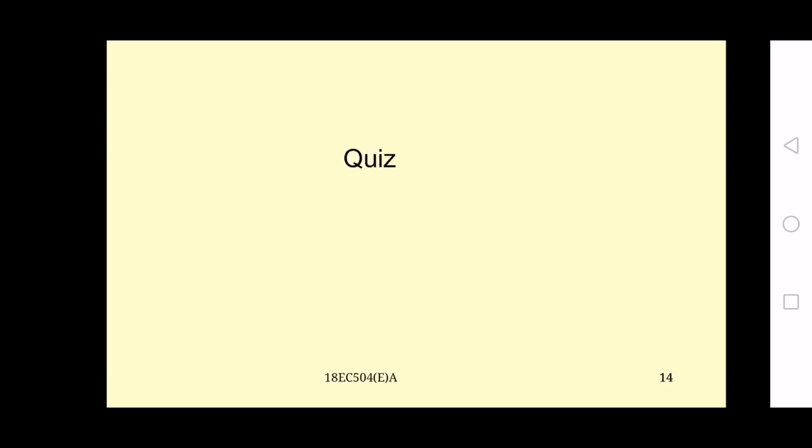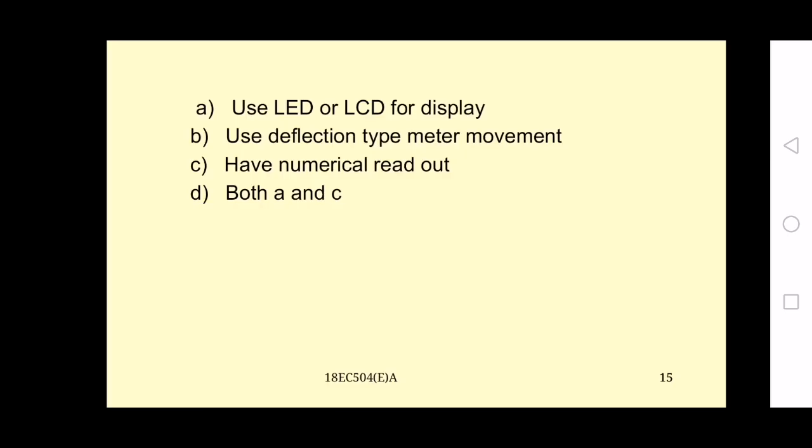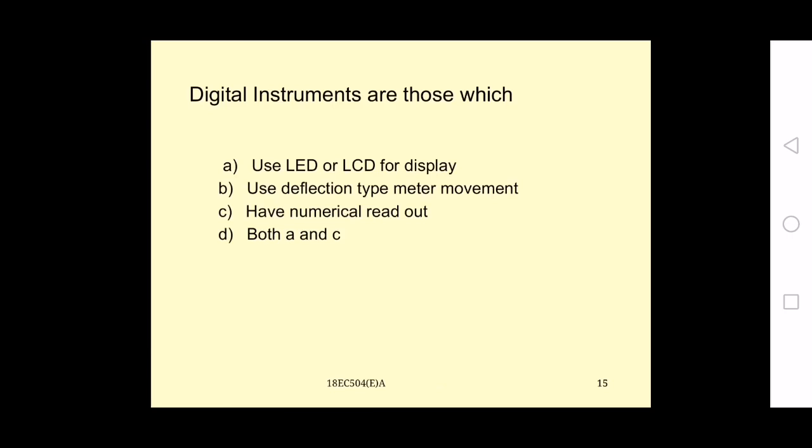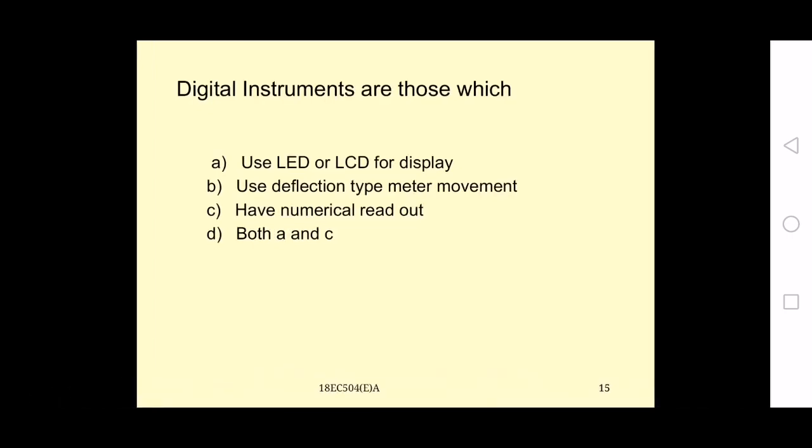A simple quiz on this topic. The digital instruments are those which: first option, use LED or LCD for display; second, use deflection type meter movement; third, have numerical readout; fourth, both A and C. So it can have either an LED or LCD display and have numerical readout. So the option is both A and C. Both A and C is the answer for this question.